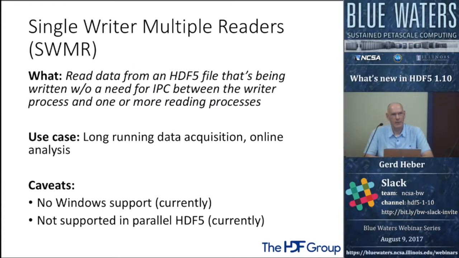Let's start with the first new feature, single writer, multiple readers. For each of them, I try to break it out into: what does it do? What does it buy me? Give me a use case. And are there any caveats in using this feature? As the name says, you have a process that is writing actively to an HDF5 file, and there's one such process. And then you have reading processes that are accessing the same file in a reading manner.